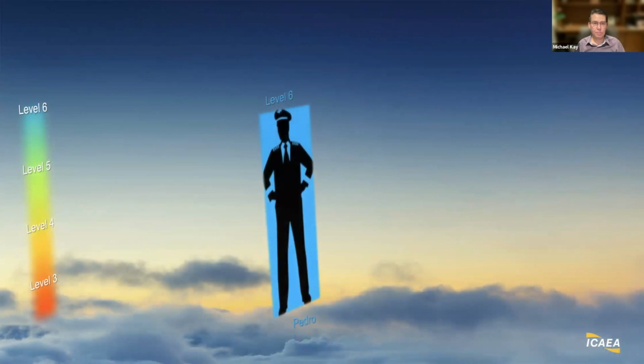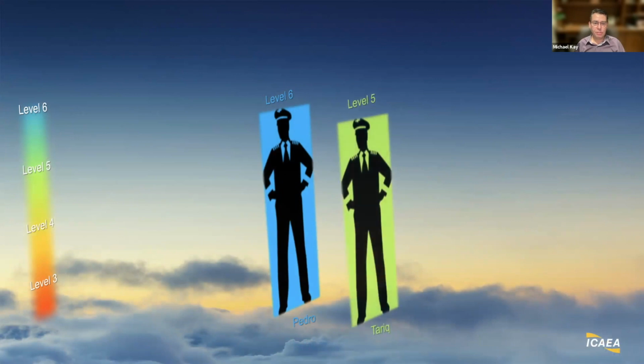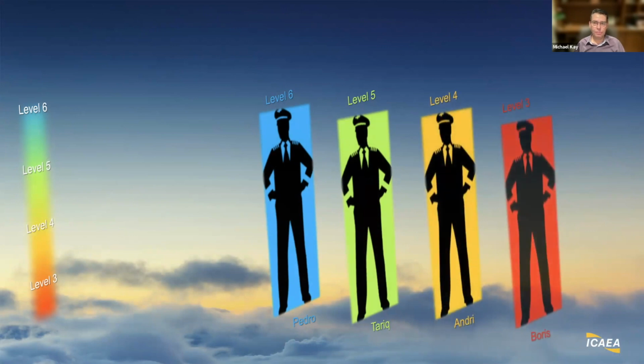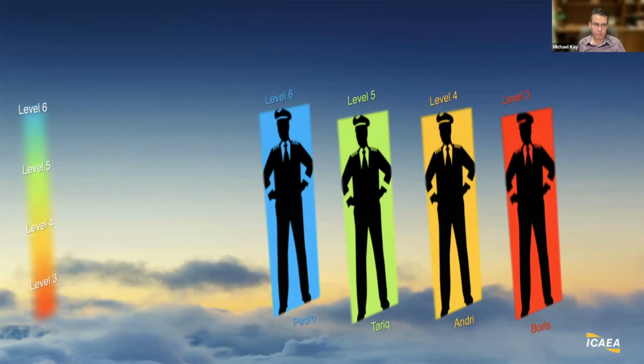If I come up with an example here, I'll see if I can pull this off. Imagine we've got some pilots. Pedro, Pedro's a level 6, a real level 6. Tariq, a level 5. Andrei, a level 4. And Boris, a level 3. When I say these levels, I mean in the abstract sense, irrespective of any testing, the ideal level, if you like.